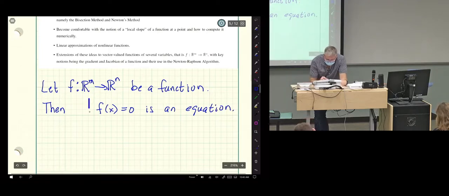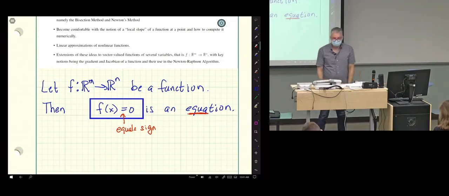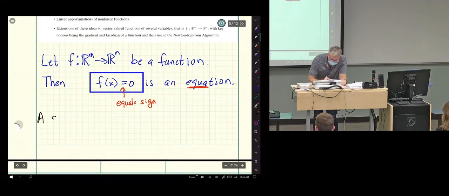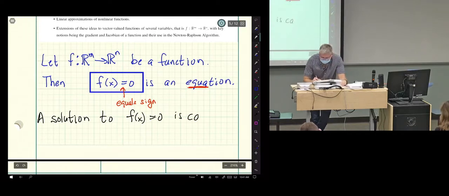Okay. This is an equation because it has an equal sign. That's what it means to be an equation. There's an equal sign. f is just a function that doesn't define an equation. So f of x equals 0 is an equation. A solution to f of x equals 0 is called a root.